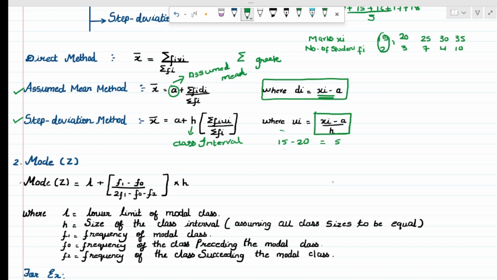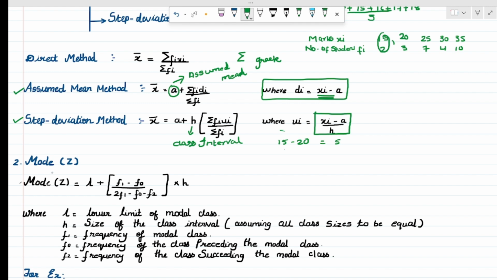And we have three methods. First is the direct method, second is assumed mean, and third is step deviation. The direct method is used only for smaller numbers, and assumed mean and step deviation are for a vast area. That means for very large numbers, you can use those.